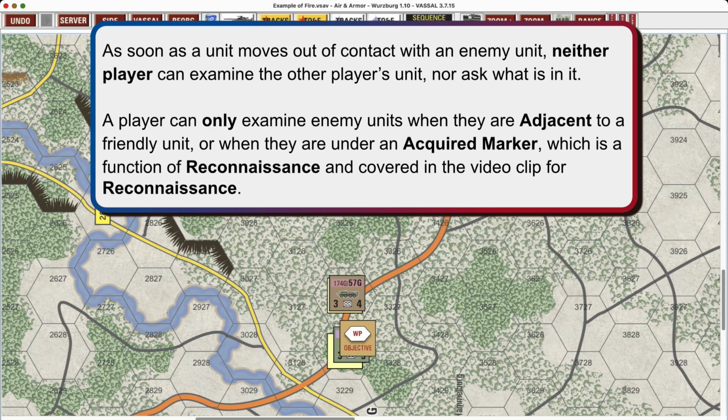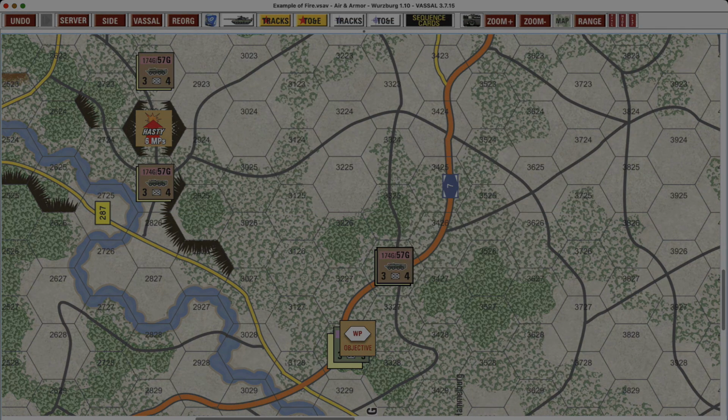But if the Warsaw Pact player now chose to keep moving and moved here, both sides would have to remember what the other player had, but neither side could actually inquire or examine the enemy's units in order to determine what was there, because they are now no longer adjacent. And that's how contact works.